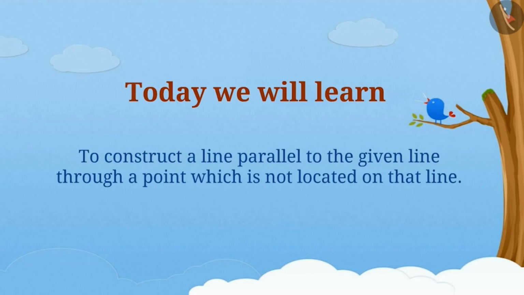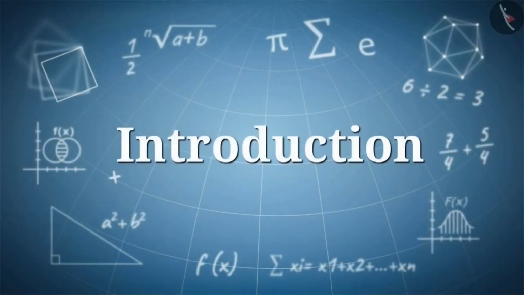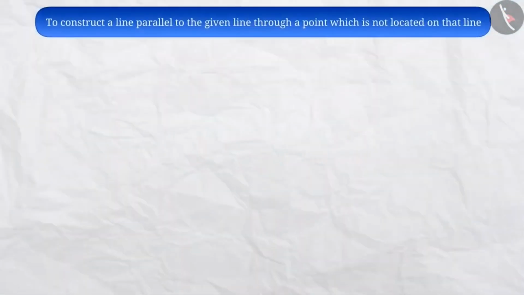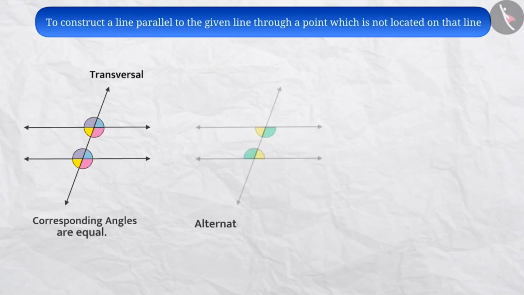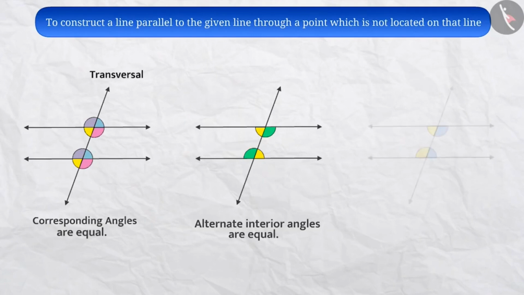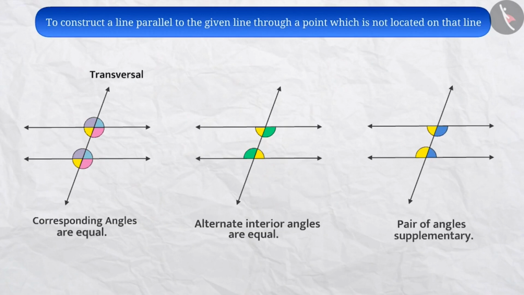through a point not on the line. As you know, when a transversal cuts two parallel lines, each pair of corresponding angles are equal. Each pair of alternate interior angles are equal. And each pair of interior angles on the same side of transversal are supplementary, that is, their sum is 180 degree.